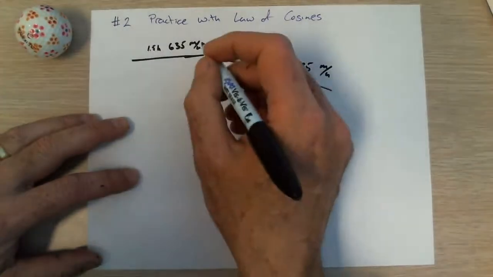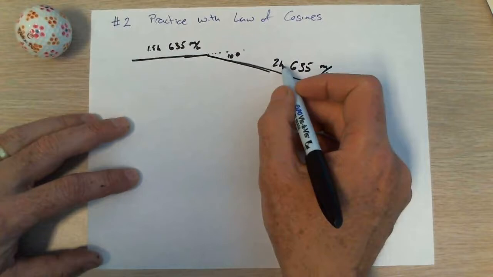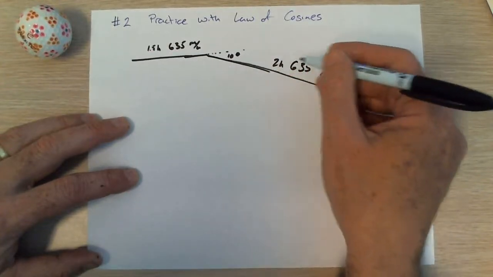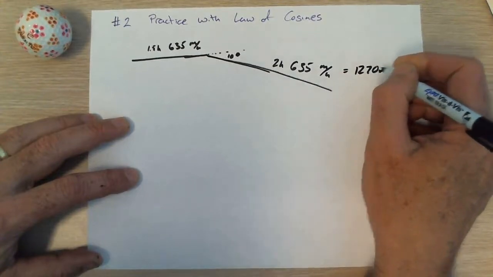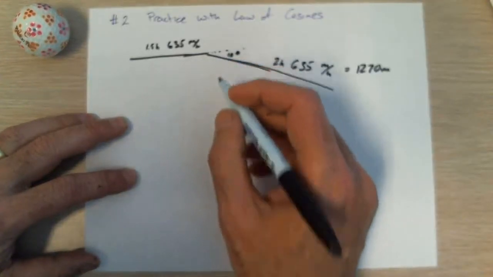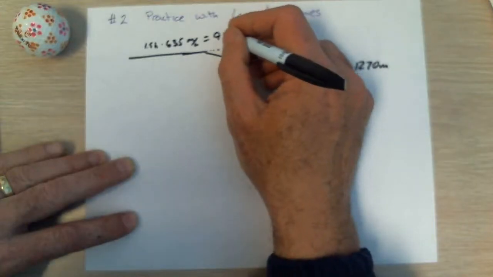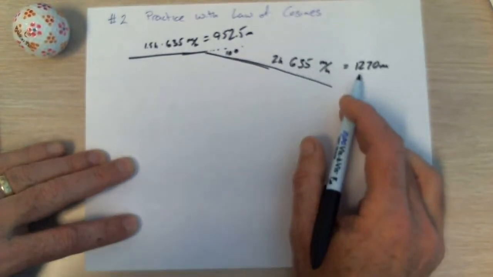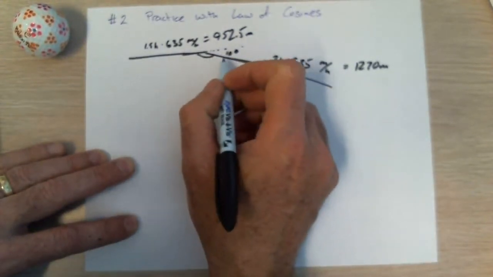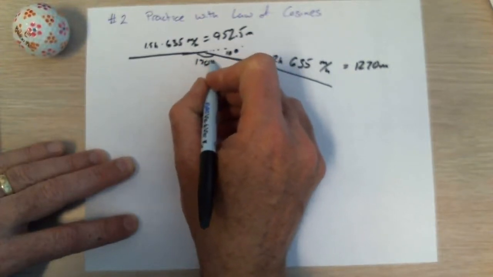So I can find out how long each of these distances are, because 2 times 635 is 1270 miles, and 1.5 times 635 is 952.5 miles. So I know those two distances, and I know this angle. If that's 10 degrees, then this is 180 minus 10, so 170 degrees.